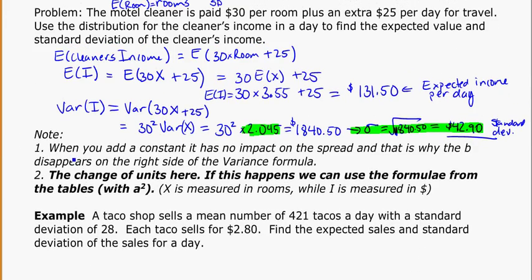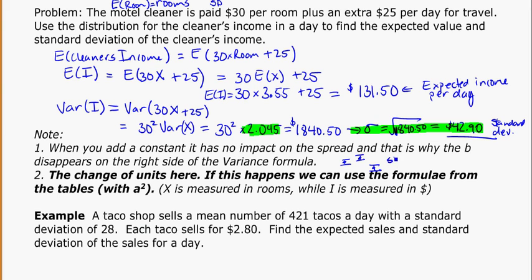So a couple of things to watch out for here. When you add a constant, like we did $25 a day, it's got no impact on the spread, and that's why the b disappears off the right side of the variance formula. So here you'll notice the $25, we no longer need it in this variance for the income. And part of that is because timesing by the $30 makes things bigger and much more spread out. But the plus 25, if you want to think about it like a band of values, it just shifts.